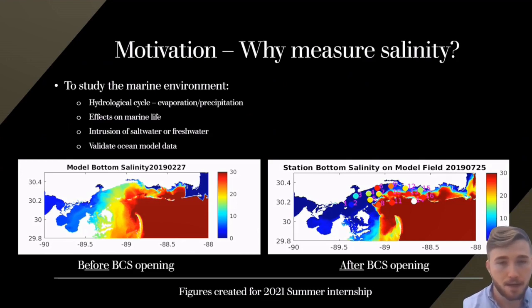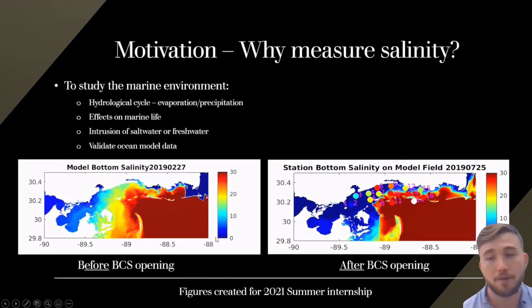And something that I discovered in a summer internship last summer with Dr. Kamal was that you can use in situ measurements of salinity to validate ocean model data, numerical ocean model data. On this bottom left figure, you can see model output for 2019, February 27th. This was 2 days before the first opening in 2019 of the Bonnie Carey spillway, which led to a massive intrusion of freshwater, which was being diverted from the Mississippi River to protect the levee systems.